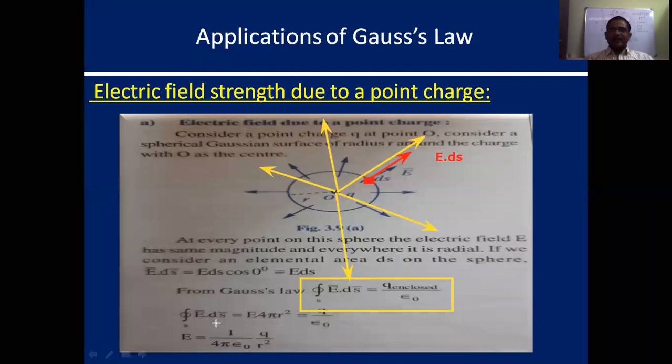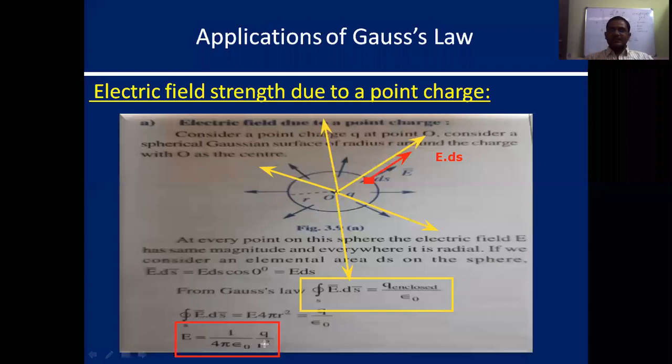E times the closed integral of ds, how much? That is the surface area of this sphere. With sphere radius r, the surface area is 4 pi r square. Hence the left side we got E into 4 pi r square. So the right side, how much? Q by epsilon naught. From this you write E as the subject. Then E is equal to 1 by 4 pi epsilon naught Q by r square.